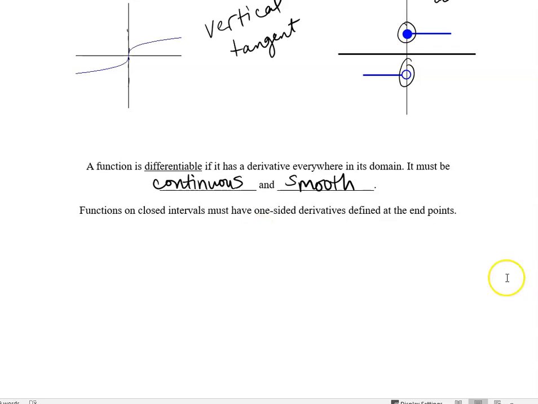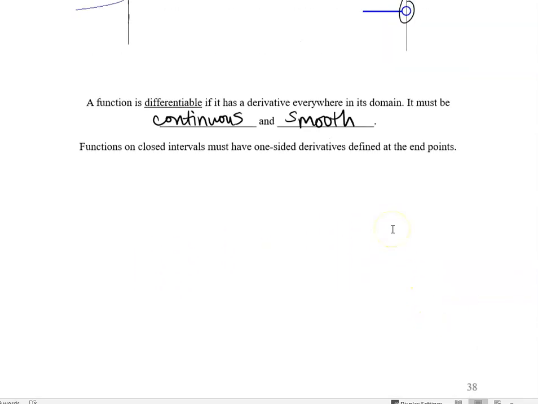And functions on closed intervals can have derivatives that are called one-sided derivatives at their endpoints. And we'll get more into this in class, but this is just hopefully to give you a little bit of introduction, and we'll do some practice with this tomorrow.